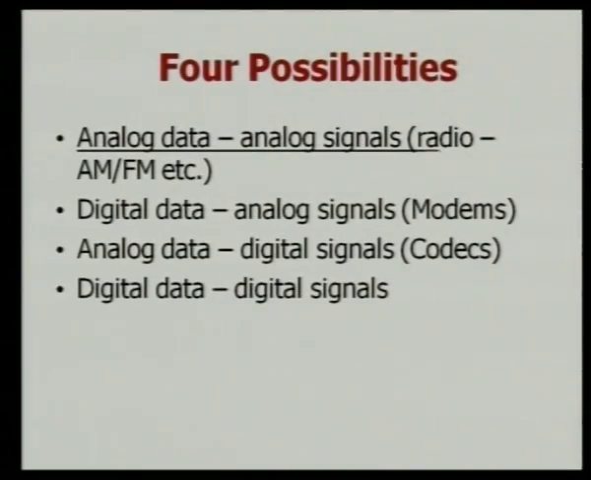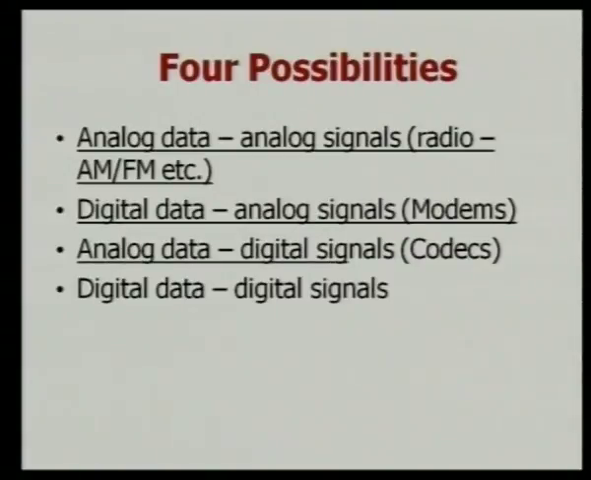Okay. So now when we talk of analog signal, digital signal, analog data and digital data, there are 4 different possibilities that we get. So what are these 4 different possibilities? You can have analog data being converted to an analog signal, or you could have digital data being converted to an analog signal, or you could have analog data being converted to a digital signal, and the 4th possibility is digital data is being sent as a digital signal. That is, on the data side we have analog or digital, and on the signal side we also have analog and digital.